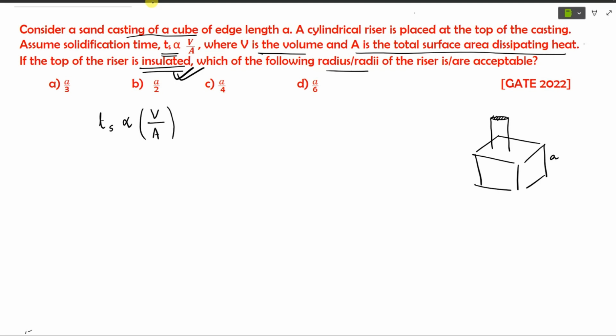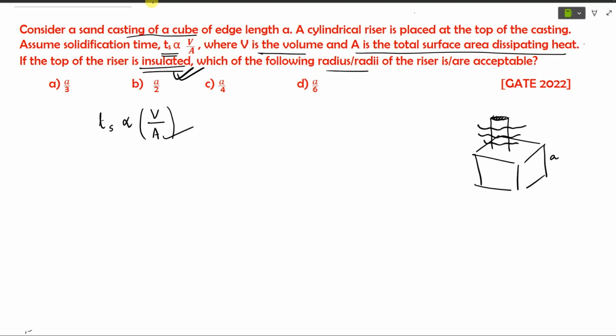Now, what is this A? Through which the heat is dissipated. So if we consider this particular riser, now it is mentioned in the question that this particular area is insulated, so heat will not be dissipated through this top part. Lower part it cannot dissipate because it is connected to the casting. So the remaining area through which the heat will be dissipated is the curved surface area of this particular cylinder.